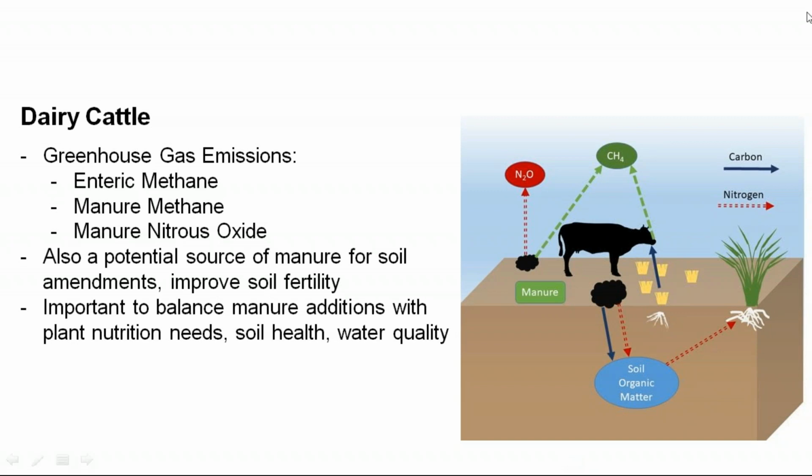So of course, when we introduce dairy cattle, there's going to be emissions associated with the dairy cattle themselves, methane emissions. There's also going to be N2O and methane emissions from the manure. However, the manure that's produced by the animals can also act as a soil amendment, so it can be added to the soil and it can lead to a build-up of organic matter. So it's important to balance manure additions with plant nutrition needs, soil health and water quality.